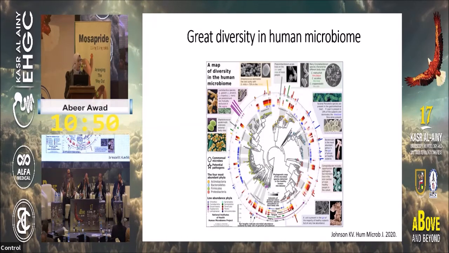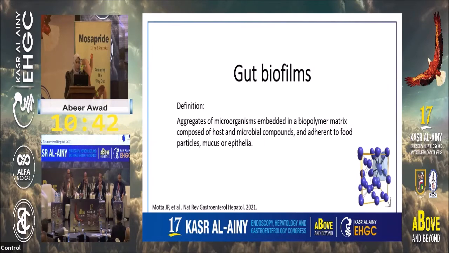We have great diversity in human microbiome in our body that can form a biofilm, including many viruses, bacteria, and fungi. So what is the biofilm? That biofilm, by definition, is aggregates of microorganisms embedded in a biopolymer matrix composed of host and microbial compounds and adherent to food particles, mucus, or epithelia.